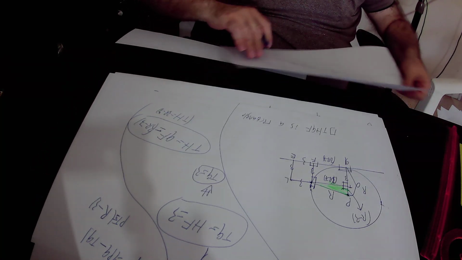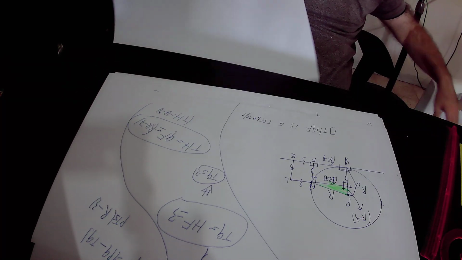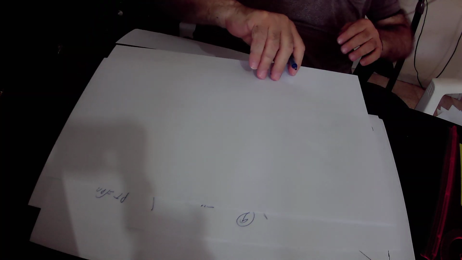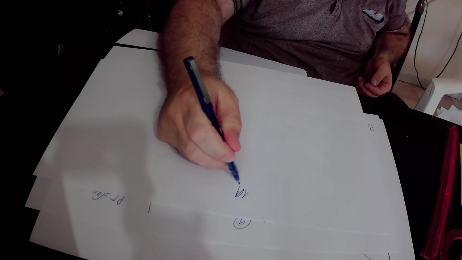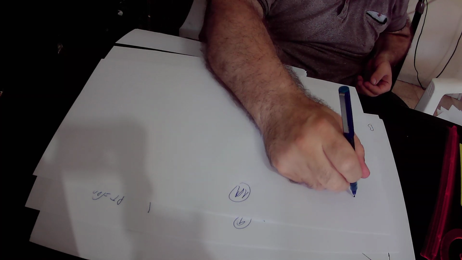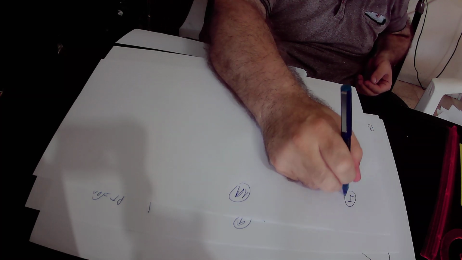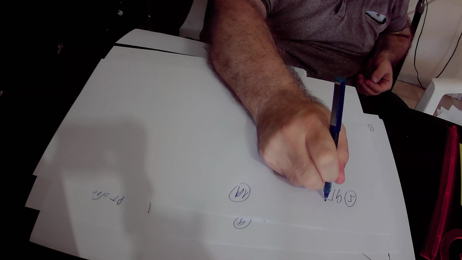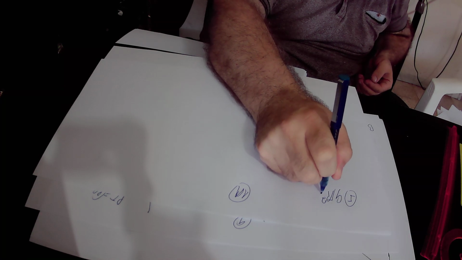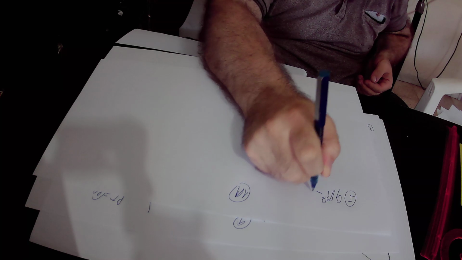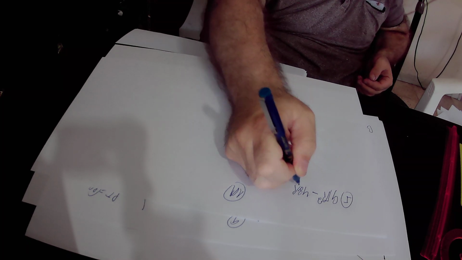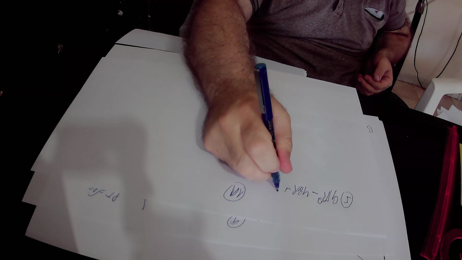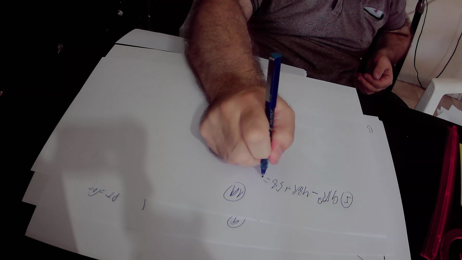The quadratic equation states that 9R squared minus 48R plus 58 equals 0.